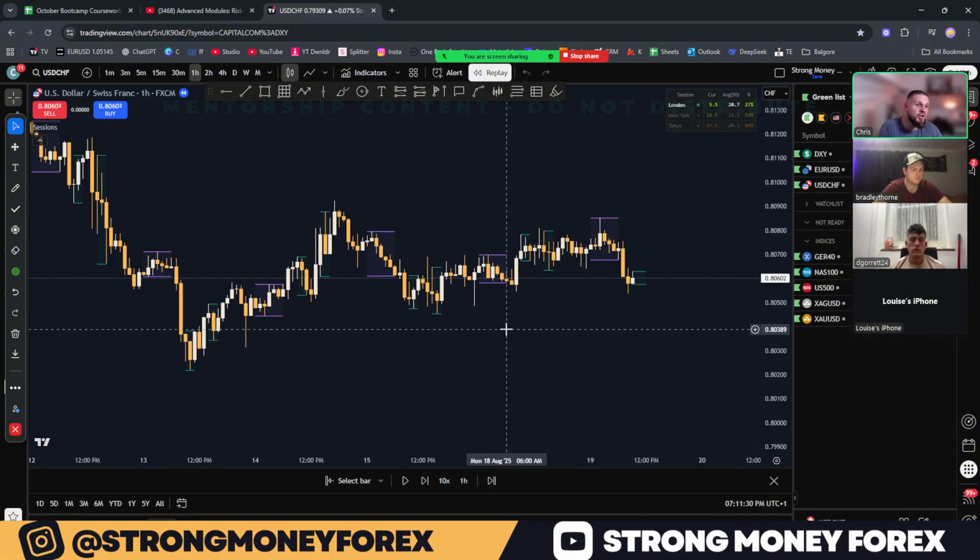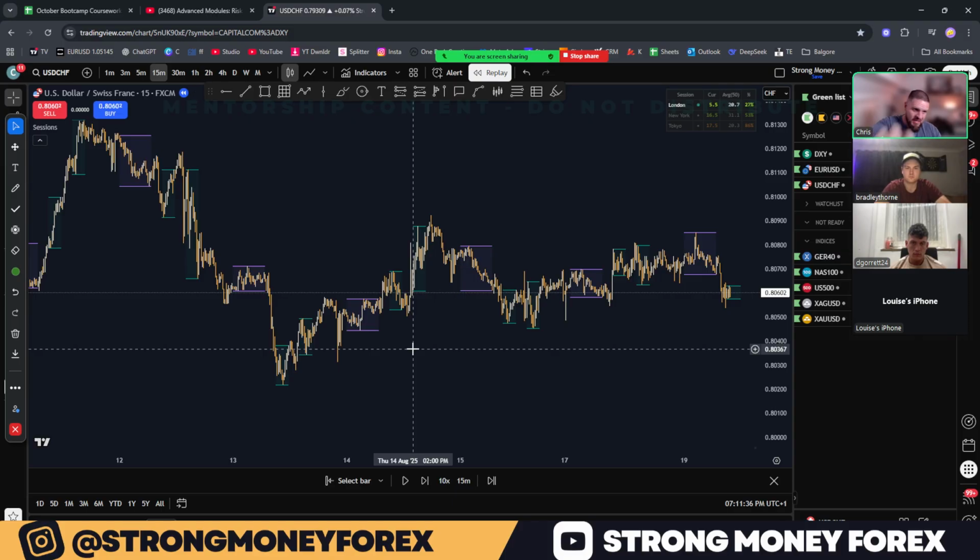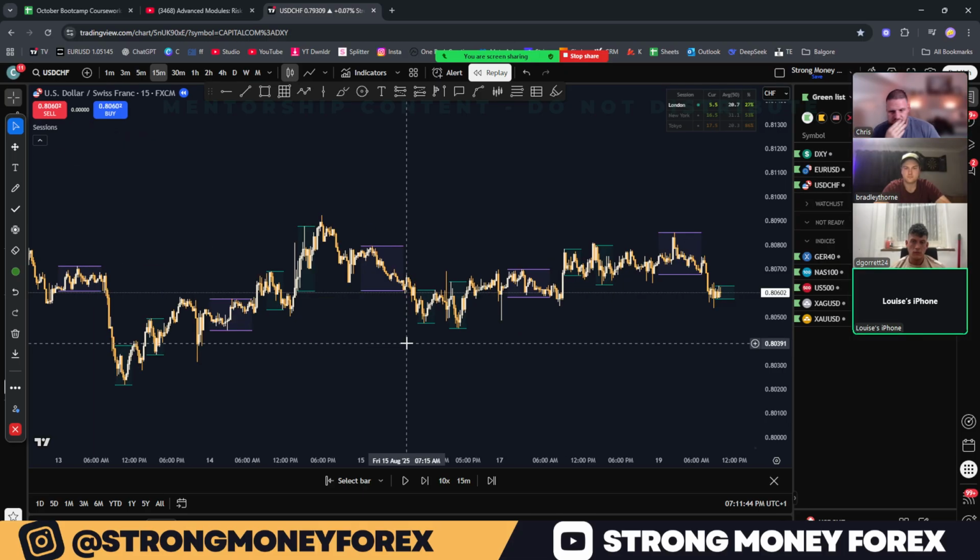By the way, if you're ever looking at old price, just a bit of tip for you: always whack your replay tool on, because now when I go up and down time frames, I'm still centered around this section of price. If you don't put your replay tool on and you change the time frame, it will take you back to the future.